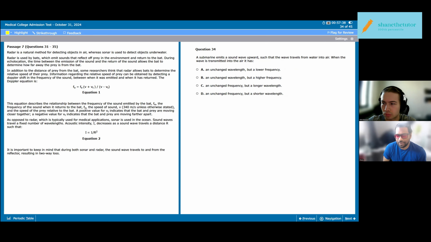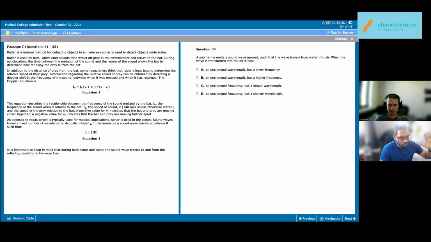So a sound wave travels upward from water into air. What's the significance of that? When a wave travels from water into air, it's a different medium, which means, from water into air, it gets slower. Yeah, good. So remember how we said V equals wavelength times frequency?